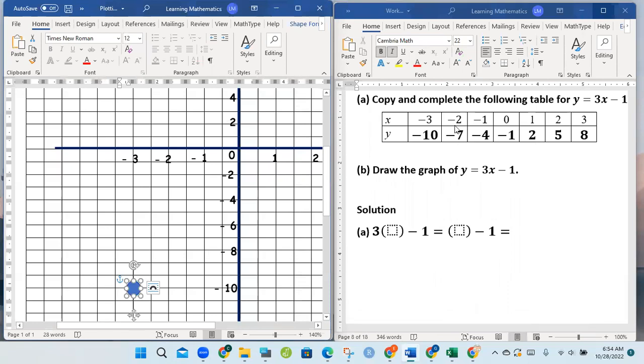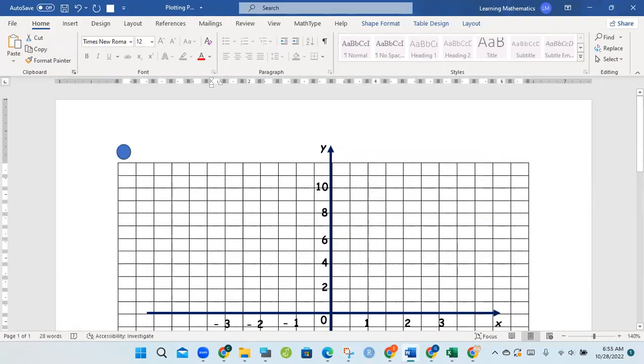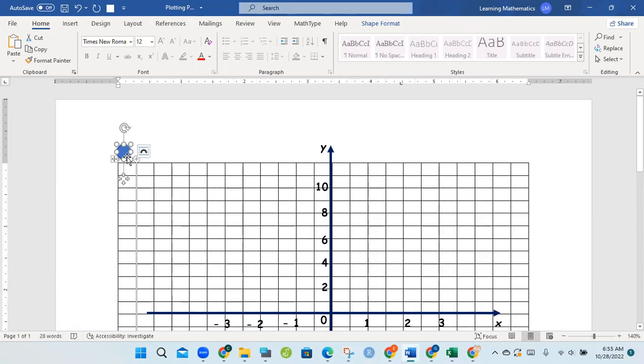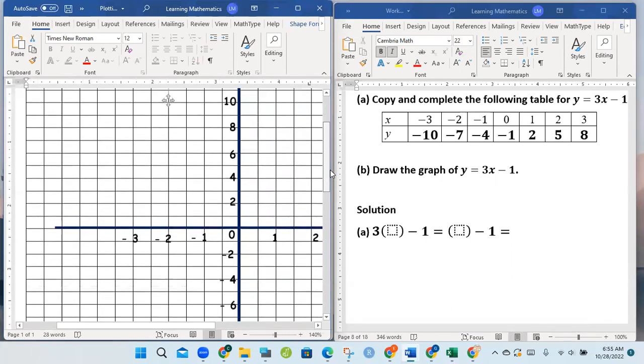-2 on the X and -7 on the Y. Let's get our supply of points. So also look for -2 on the X and come down to get -7 on the Y.